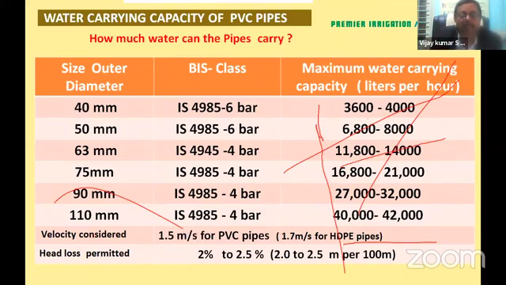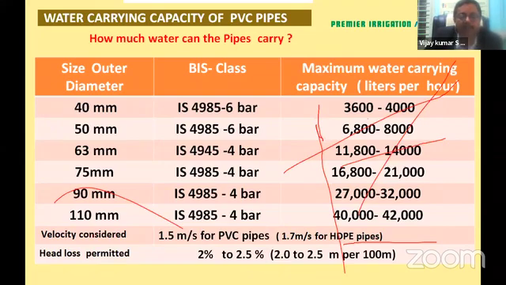So there basically you have starting from 40 millimeters right up to 110 millimeters. 40 millimeter can carry anything between 3,600 to 4,000 liters per hour. And if it is a 63 millimeter, it can carry between 11,800 to 14,000 liters per hour. So for our discussion today and for my design, I'll be looking at these three sizes, say 40 to 63. I have given you the flow rates for the other sizes.